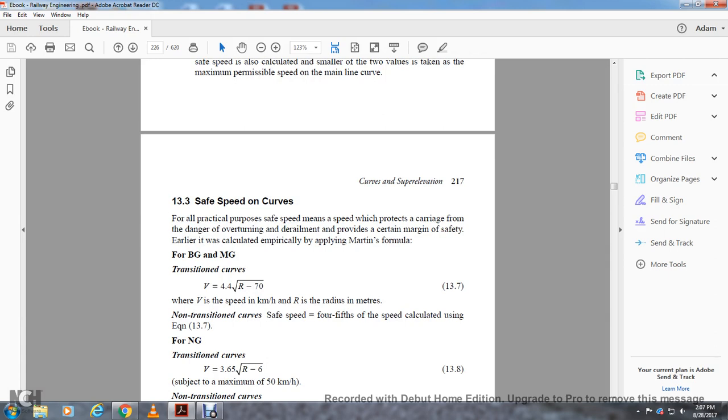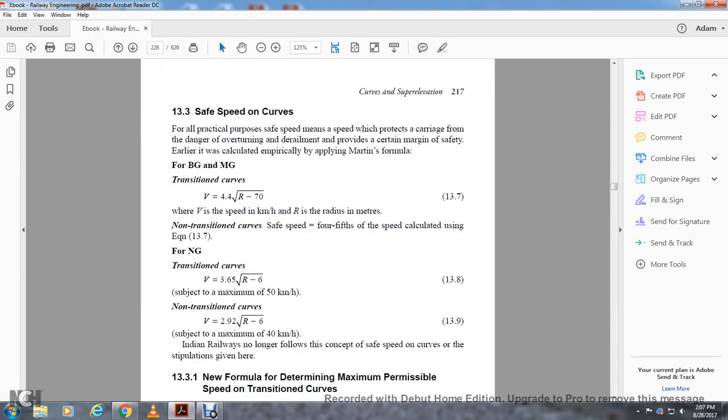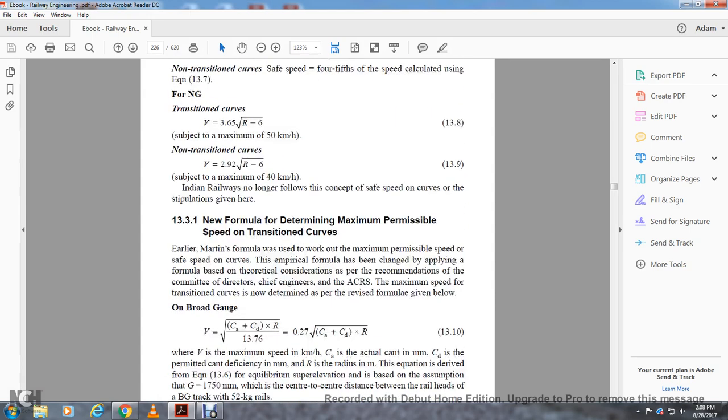For a non-transition curve, safe speed is equal to 4/5 of the speed calculated using equation 13.7. For a transition curve, V equals 3.65 times the square root of R minus 6, subject to a maximum of 50 kilometers an hour. For a non-transition curve, V equals 2.92 times the square root of R minus 6, subject to a maximum of 40 kilometers an hour. Indian Railways no longer follows the concept of safe speed for curves on the stipulation given here.